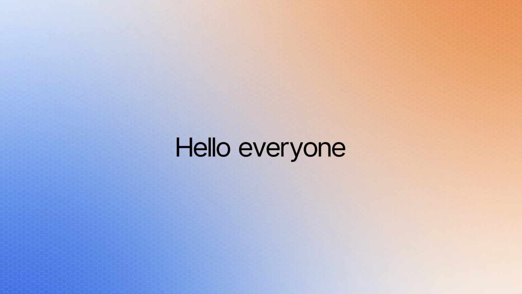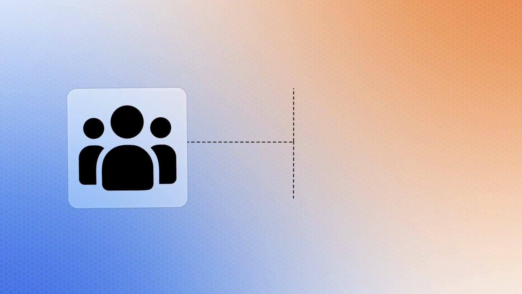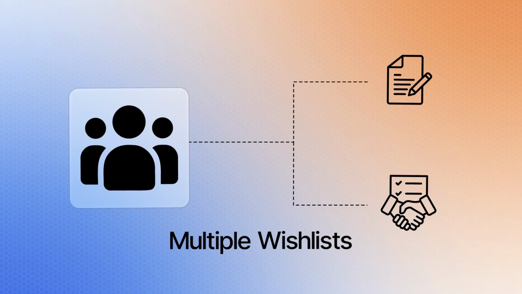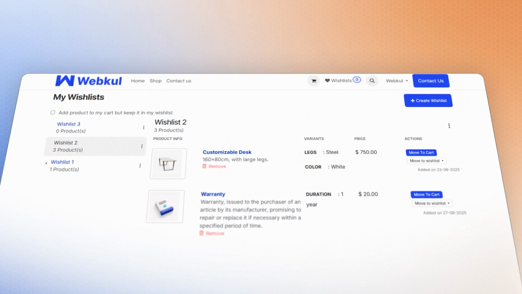Hello everyone. Today, we are going to explore the Odoo website Advanced Wishlist. This module allows customers to create and manage multiple wishlists and move items seamlessly between wishlists and the shopping cart.